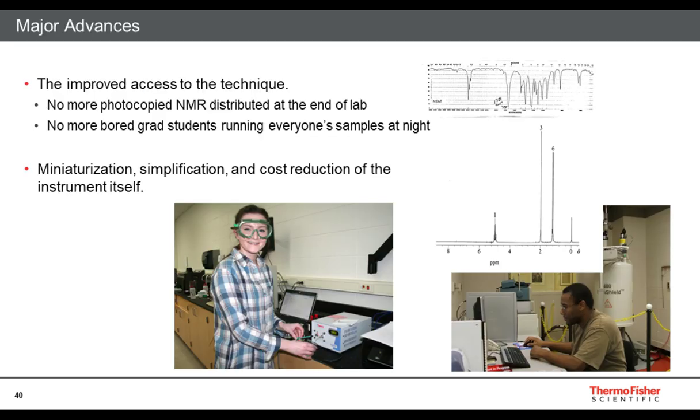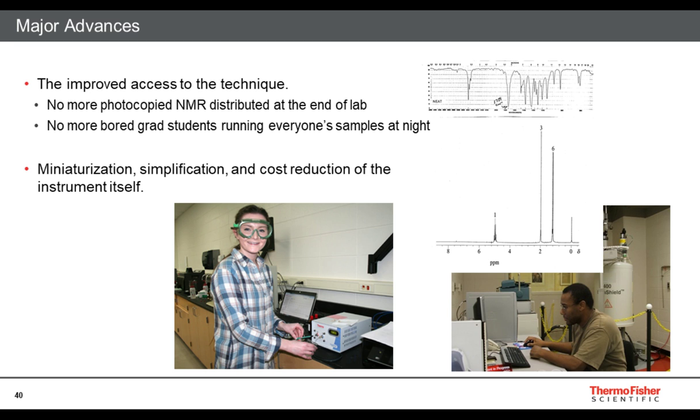From an instrumental perspective, the major advances here have been the instrument itself. For many years, NMR instruments were large floor-mounted units, the smallest of which weighed in at over 800 pounds. And in late 2011, the picoSpin 45 was introduced, weighing in at only 10.5 pounds at a full 45 megahertz fast Fourier transformed instrument.